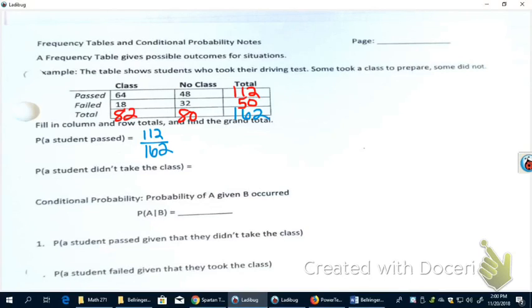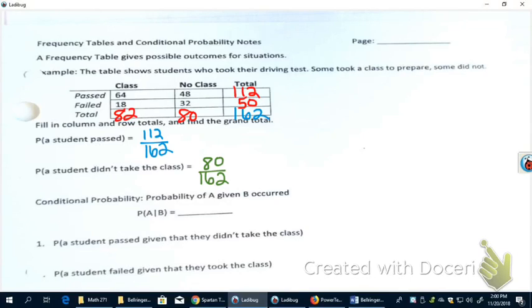Okay, next. It says probability a student didn't take the class. So how many people didn't take the class? 80. The 50 is how many people failed. And then how many total people are we looking at? 162.